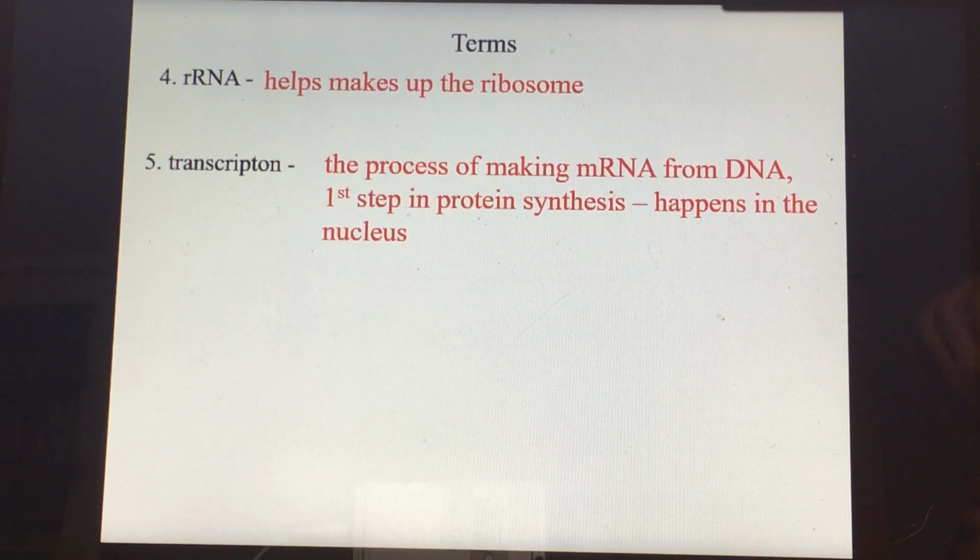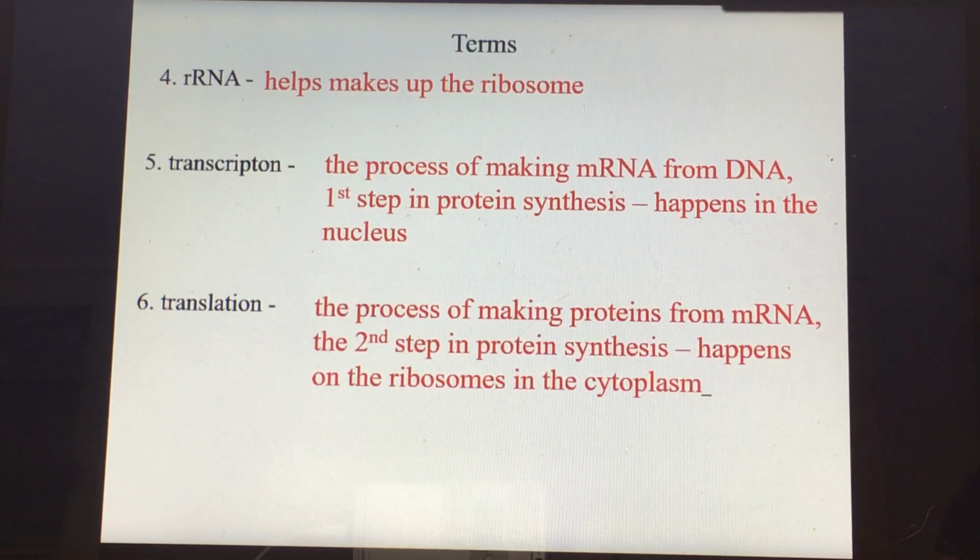Transcription is the first part of protein synthesis, and it is the production of messenger RNA from DNA, and it always happens in the nucleus because DNA can't leave the nucleus. That's to ensure that anytime the cell needed to make the proteins, the DNA would be there, so they would always have the instructions.